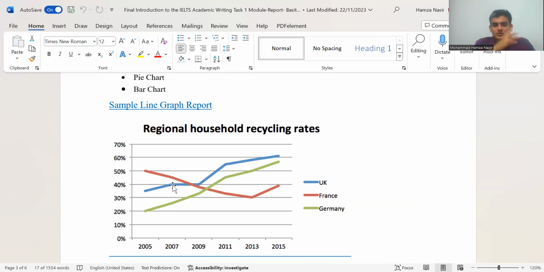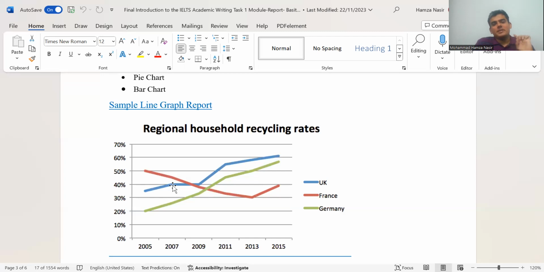Let's talk about the UK. In 2005, roughly 35%, it goes up in 2007, stays constant from 2007 to 2009, then goes up again till 2011, then increases at a bit slower rate from 2011 to 2015, but keeps on increasing. So the UK more or less has kept increasing, right?